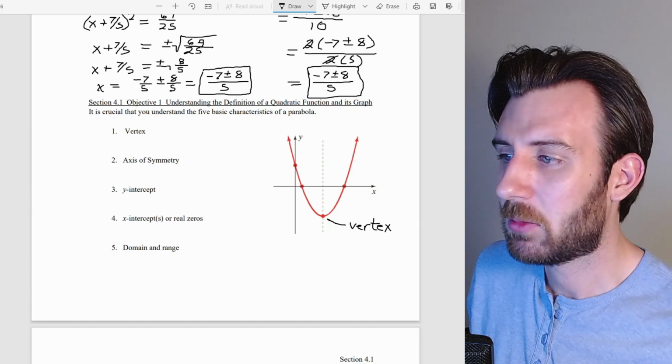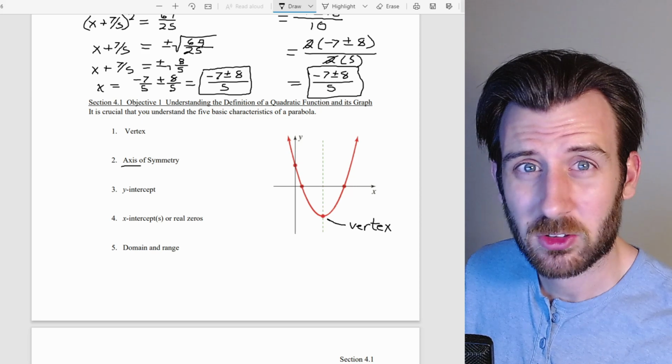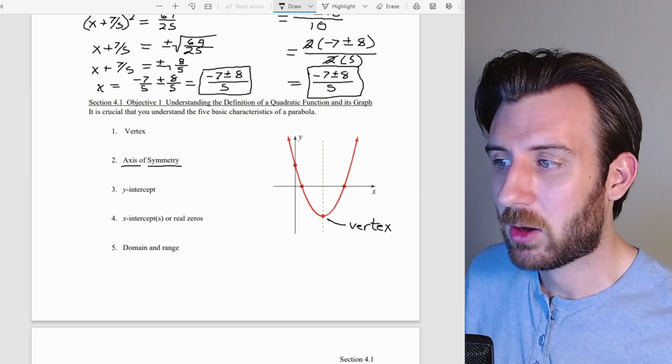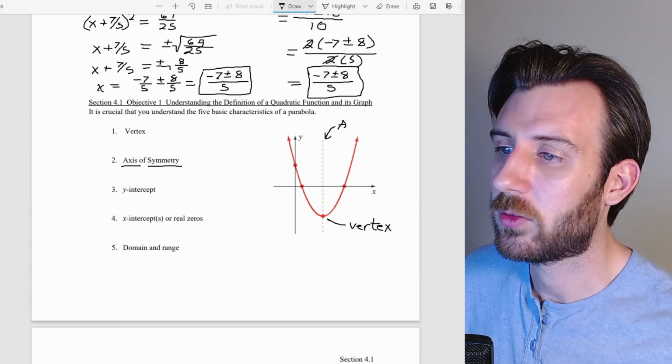Let's see, the axis of symmetry, we can break apart what this is. Axis, like our y-axis and x-axis, is just a reference line. And symmetry, we're looking for when something is the same on either side. So that would be what this part right here is, this dotted line. This would be our axis of symmetry.